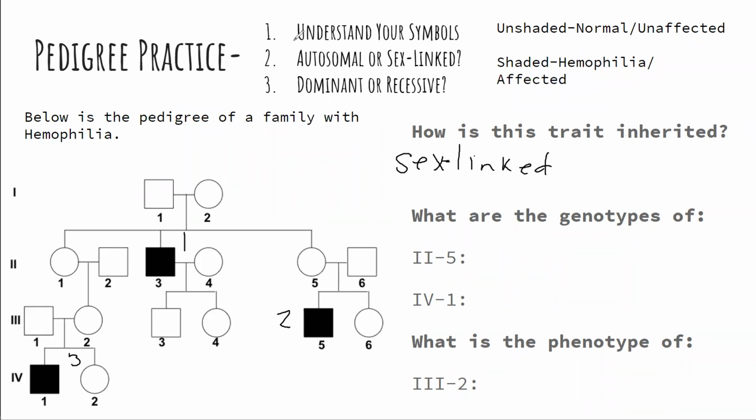Is this trait dominant or recessive? Did it show up in every generation? Did it never skip a generation? Is it dominant? Or did it skip a generation? Is it recessive? That's right. It's recessive because it skipped the first generation. So this is a sex-linked recessively inherited trait.